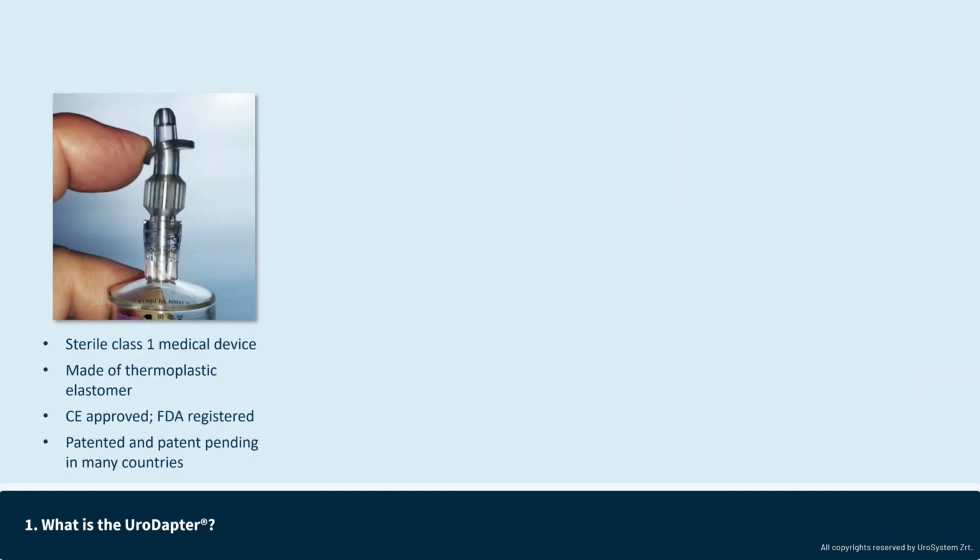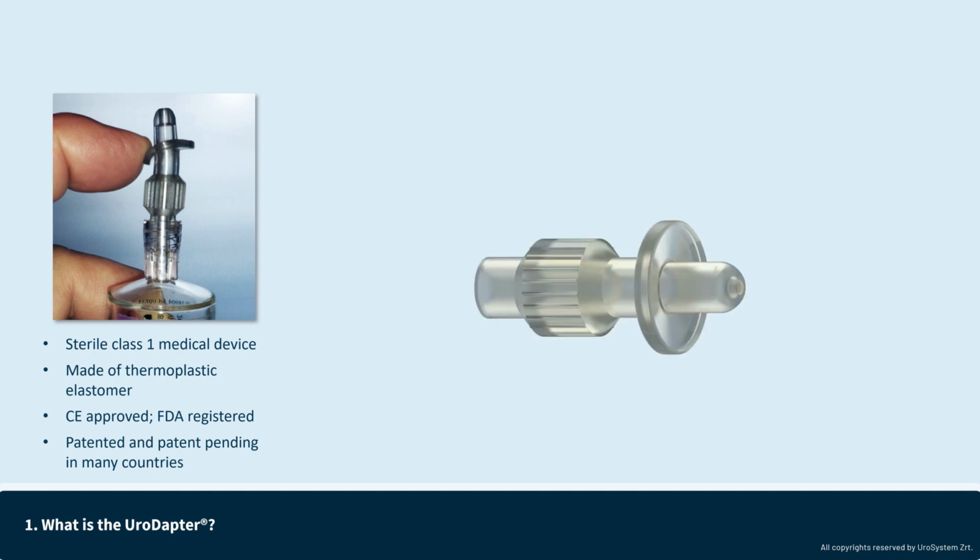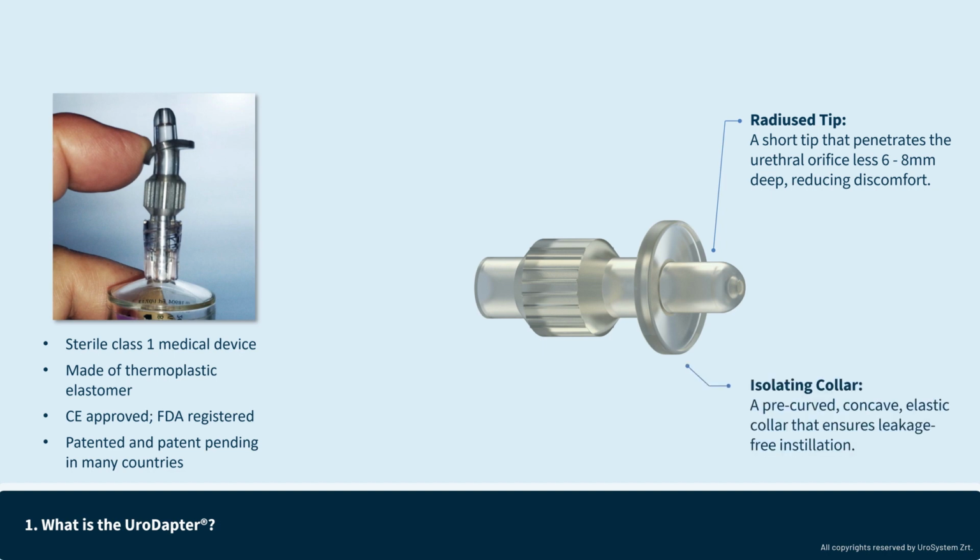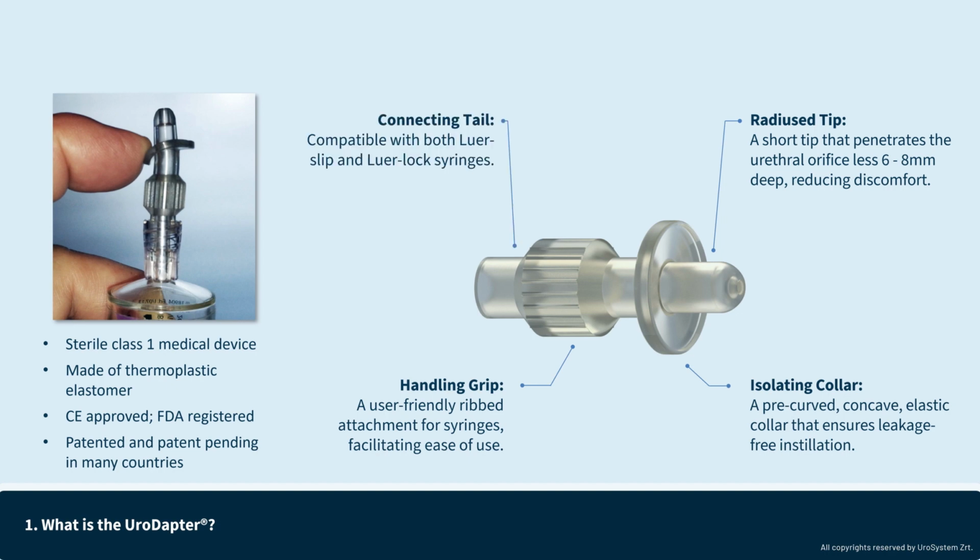The UroDapter is a CE-approved, FDA-registered Class 1 medical device. It has 4 main parts. A short, rounded tip. This is the only part entering the urethra to a depth of only 6 to 8 millimeters. Then there is an isolating collar that creates a watertight seal and closure around the urethral orifice, ensuring a leakage-free instillation. This is followed by a ribbed handling grip for easy manipulation and a connecting tail that is compatible with both Luer slip and Luer lock syringes.